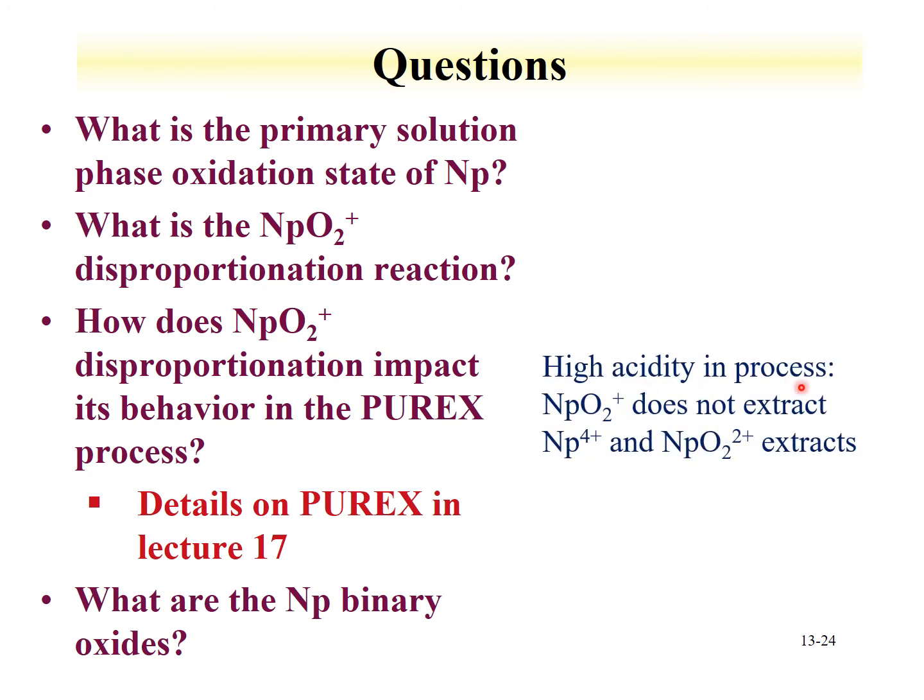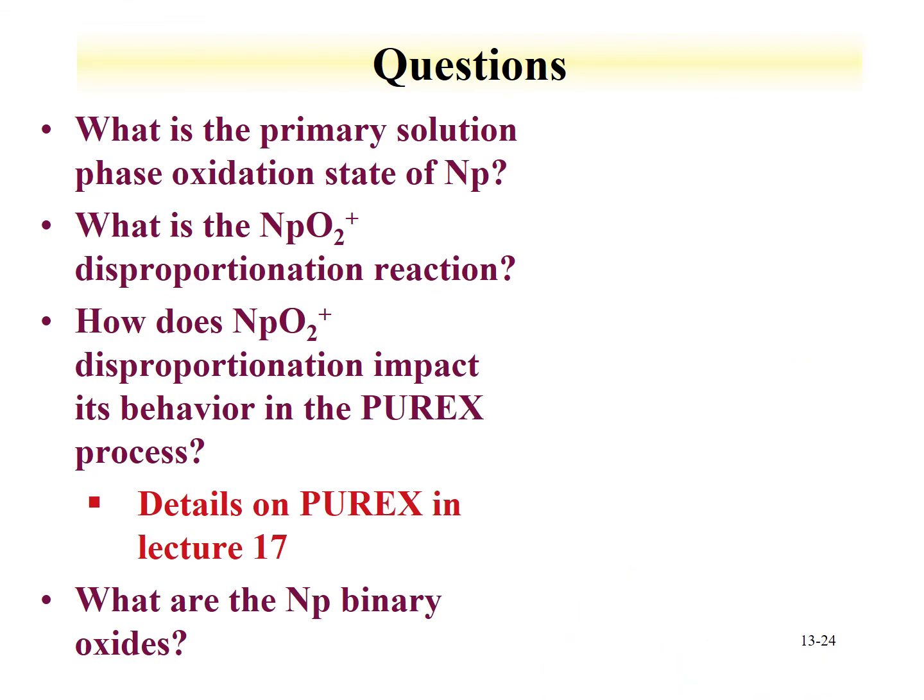So in this high acidity process, Neptunium-5 does not extract, while Neptunium-4 and 6, like plutonium-4 and uranium-6, they extract in the PUREX process. So if neptunium undergoes disproportionation, it can actually go in both the aqueous and the organic phase of the process. And then finally, another example of a question is, what are the neptunium binary oxides? Unlike uranium, where we saw many uranium oxide species, for neptunium we only see 2, this Neptunium-5 Np2O5 and this Neptunium-4 NpO2 compound.